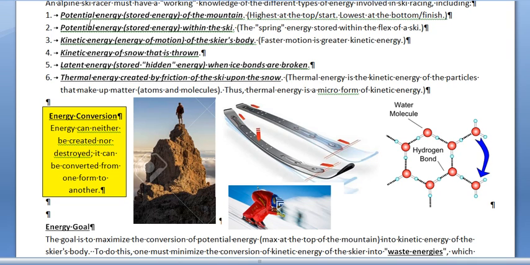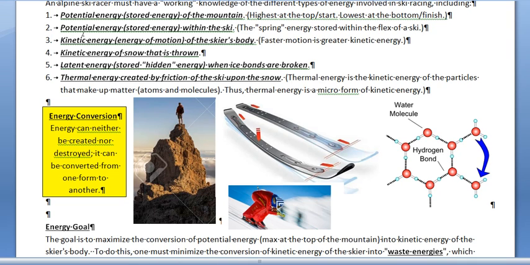Potential energy, which is stored energy, based on your position on the mountain. All right. So your highest amount of stored energy is at the very top, and the lowest is at the very bottom at the finish line. Okay, that should be pretty common sense and obvious. For example, this guy here has his highest potential energy. If he fell or whatever, that would be converted to kinetic energy of motion.